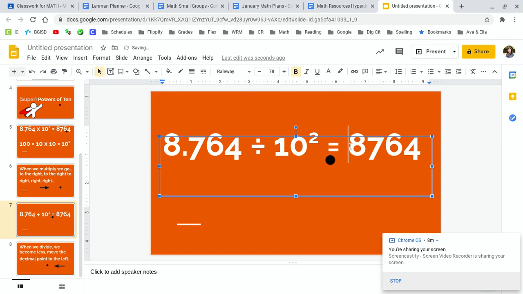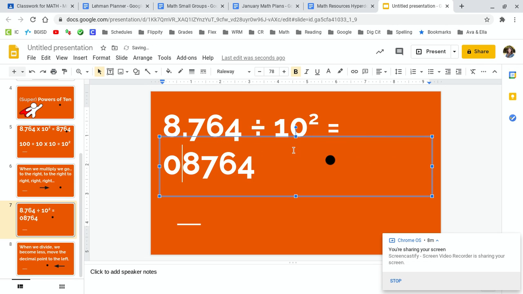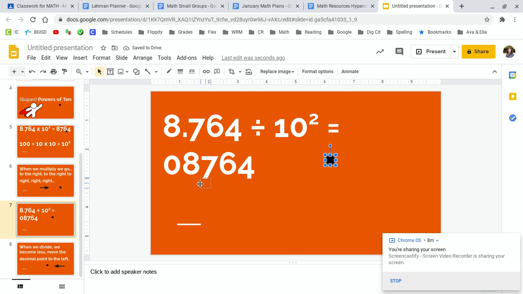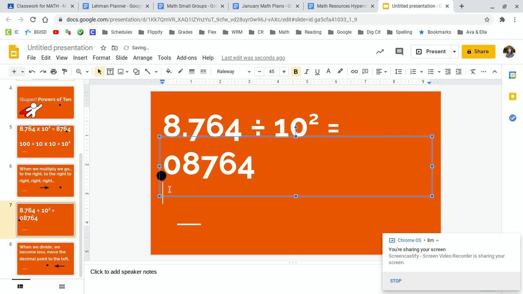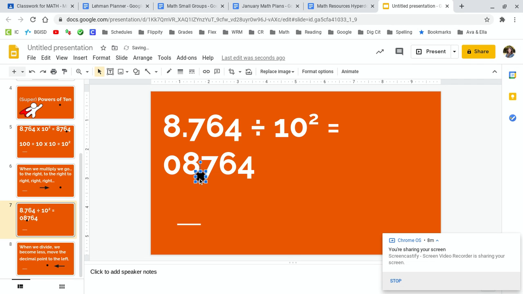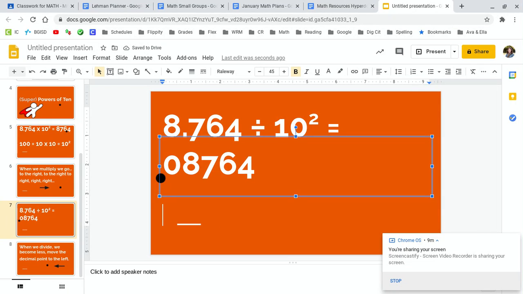Uh-oh, I don't have a digit to move my decimal point around here. But that's okay. We know that zeros serve as placeholders, so we can plug that decimal point in the front, put a 0 there, so that again, my decimal may have started here in the factor, but I moved it 1 time, then 2 times. Sometimes you have to plug in those placeholder zeros so that you can show what happens in that quotient, okay?